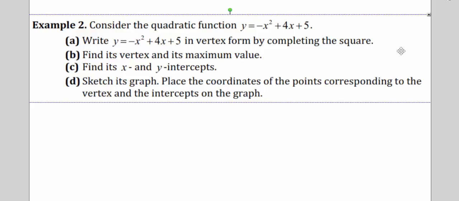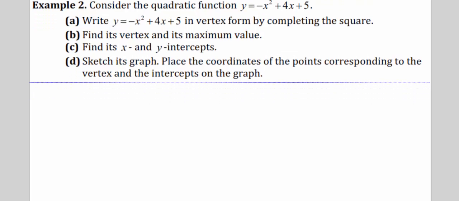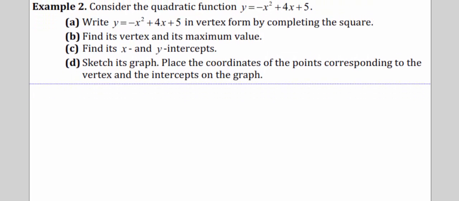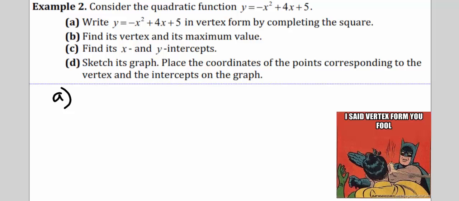Alright, so here's our next example. We want to be able to write this in vertex form by completing the square. Remember, we practiced completing the square in the last lesson. So let's go ahead and get that started. The first thing I'm going to do is get the c value to the other side by subtracting 5 from both sides.